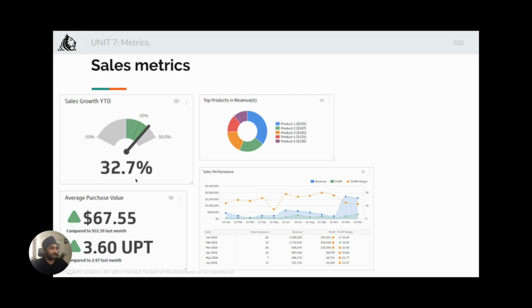Similarly, sales metrics. Now in sales metrics, there's sales growth YTD, which is year till date. Top products in revenue is another very interesting metric to consider. This will help you in figuring out whether your filters or your search is displaying these top products properly or not. Average purchase value.